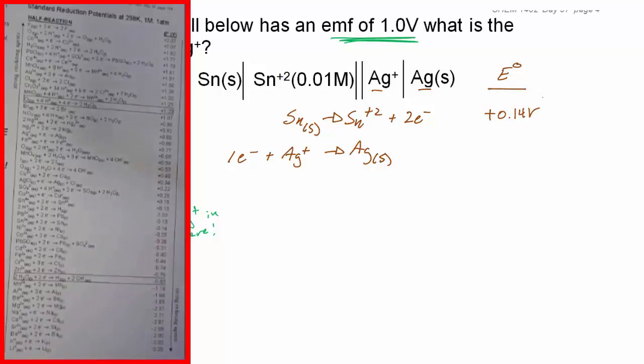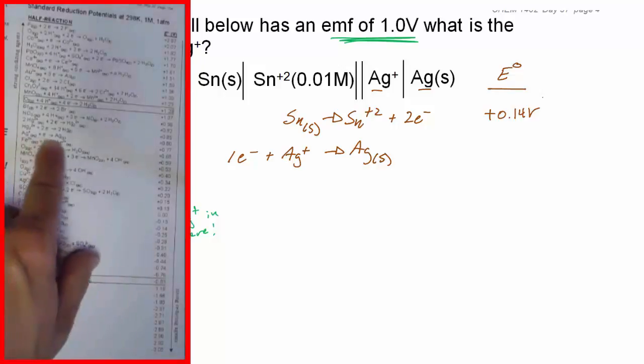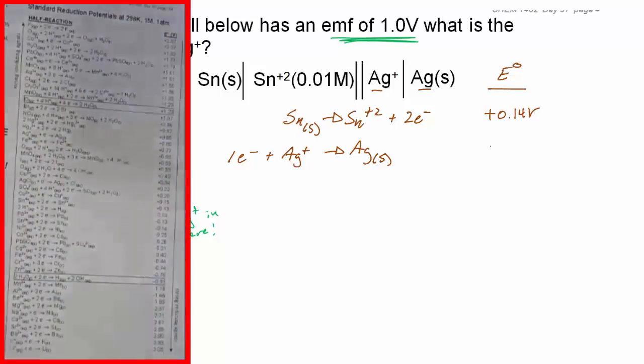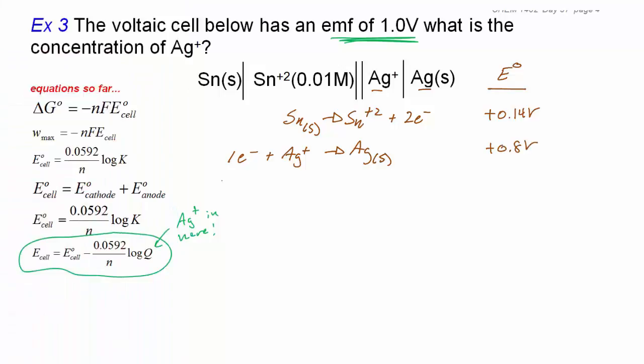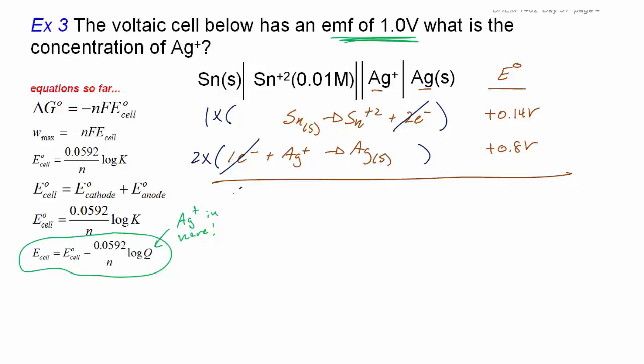Silver ion being reduced to silver solid, positive 0.8 volts. It looks like the top equation is multiplied through by 1. The bottom one you have to multiply through by 2. That way I'll get 2 moles of electrons to cancel. So I'll end up with tin solid and 2 moles of silver 1 produces a mole of tin 2 and 2 moles of silver solid. And my E0 cell would be a positive 0.94 volts.